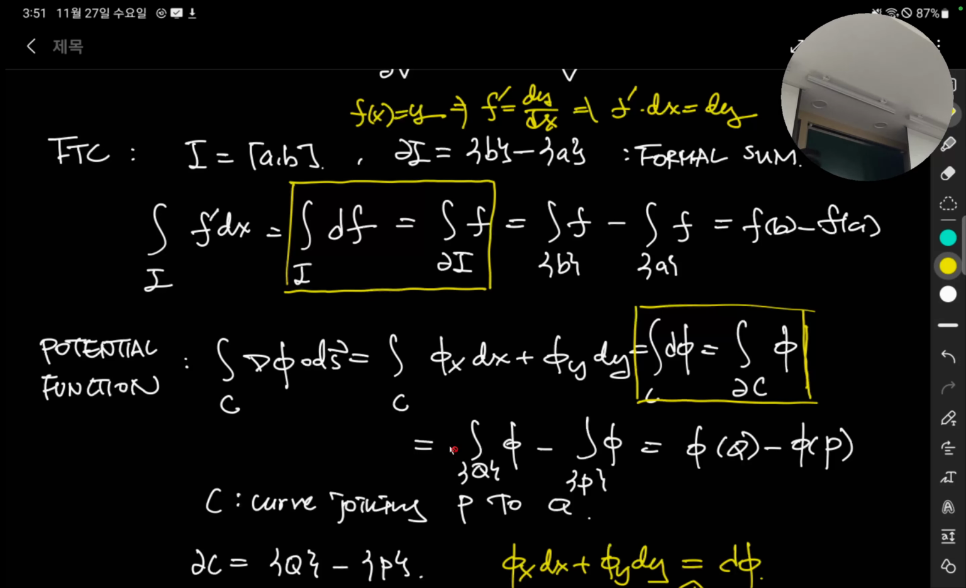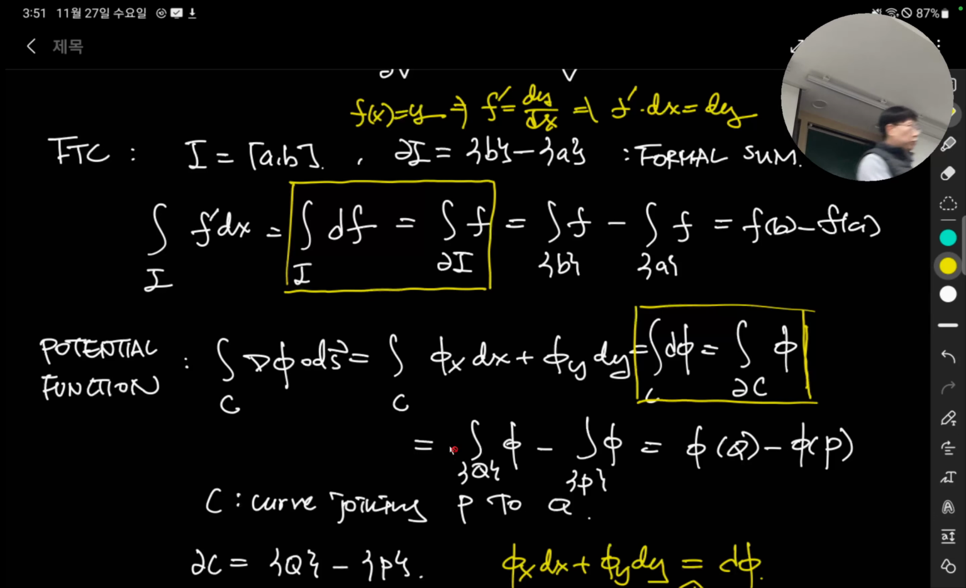And here, it's the same thing. You have a curve, and you have a value assigned to each point. That's your phi. And you just add up all the small differences that you have along the curve. You just take the difference and add up all the differences. What you end up getting at the end is just the total difference from the start to the end. That's what the right-hand side says.